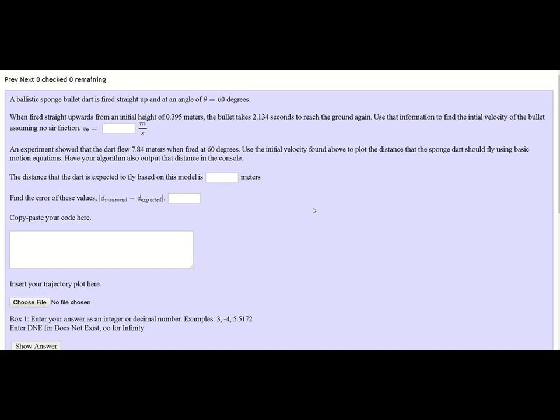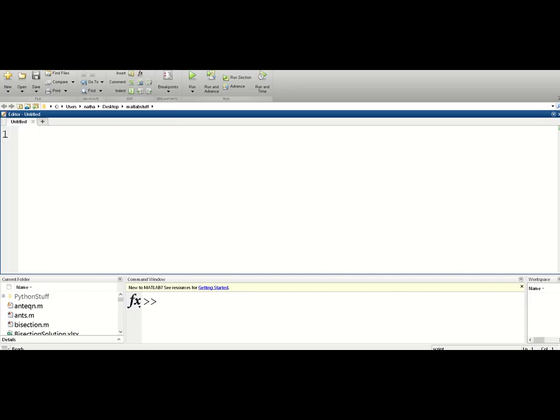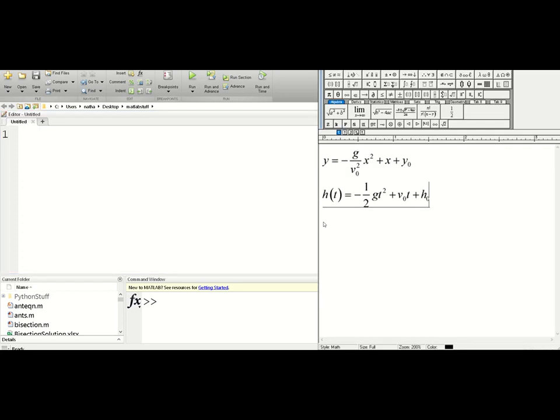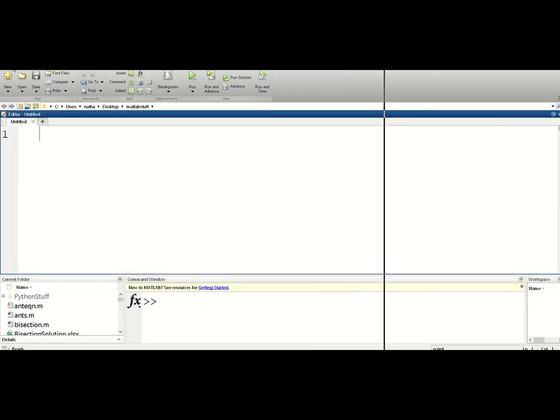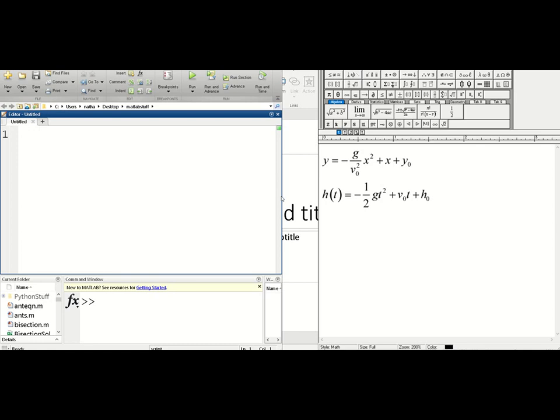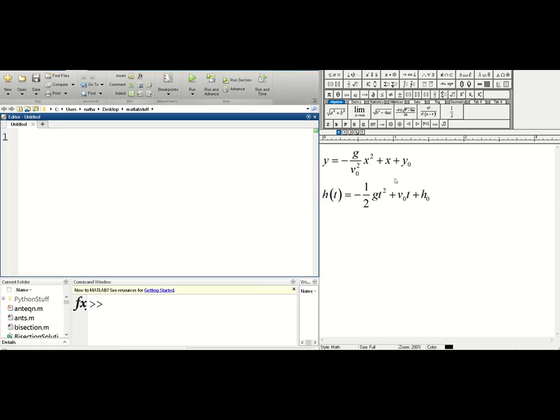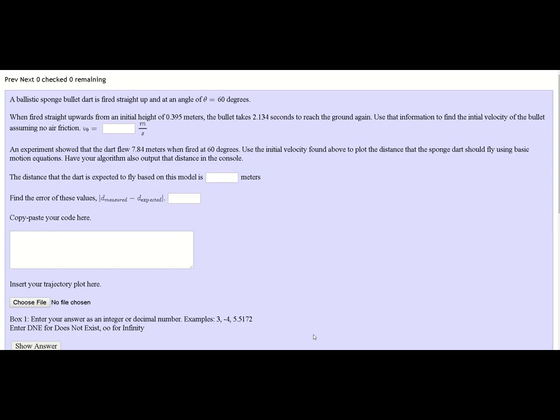And so the first thing is I would like to plot this. I have no idea if you have this running or not. Let's go through it. Let's just try this. So here's what I'm thinking. I want to look at the editor and my formulas simultaneously and see if we can figure this out. So I have this height equation, and I was given some info that tells me when it's fired straight upwards at an initial height of this, it takes this long to reach the ground again. Use this to find the initial velocity of it, right?